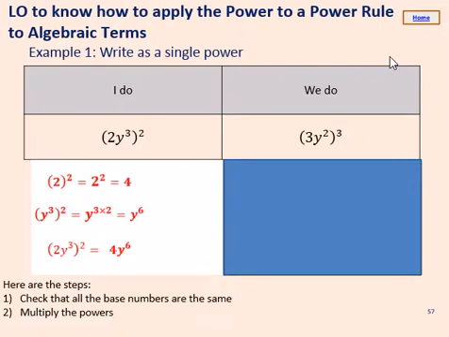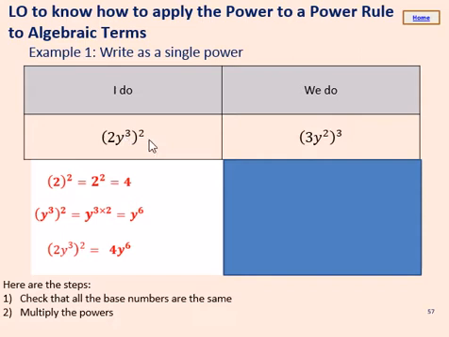Okay, so for the first example, the first I do and we do pair. And we've got a question here. It says 2y cubed, and that's in a bracket, squared. Now, we have to approach this differently to our previously seen examples because we've got brackets here and this 2y cubed is all raised to the power of 2. So this is essentially 2y cubed times 2y cubed.